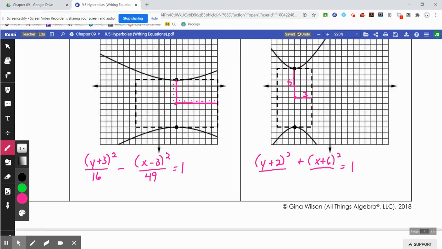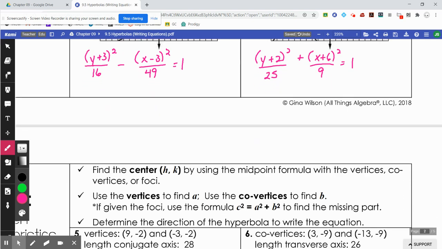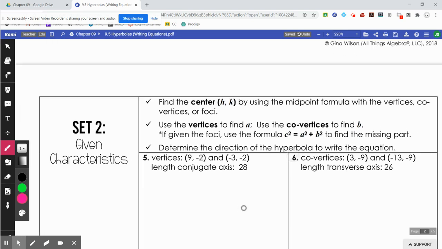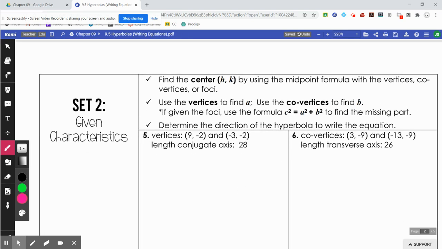Next up, your a value. a is the distance from the center to a vertex. Since it's 5, then we're going to square the 5 and get 25 under the y's. The b value is 3. We're going to square it and put 9 under the x's. And that's it. Now, next up, what if we're given characteristics? We're not given the actual graphs, which were pretty easy there.